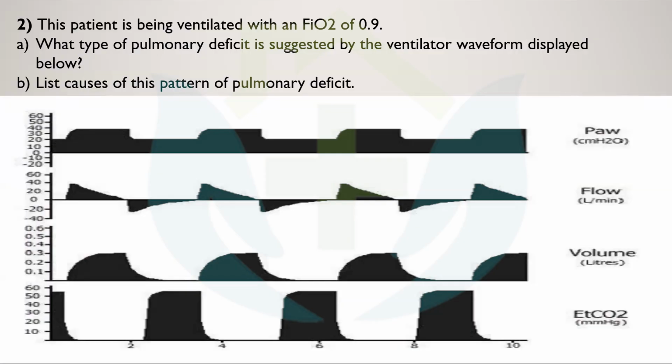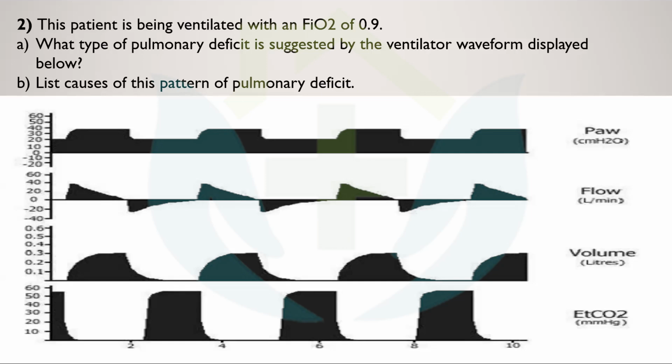So the next question: you'll always get a few questions on ECG, 4 to 5 ECGs, and one ventilator graphic. So this is a ventilator graphic question. This patient is being ventilated with a FiO2 of 0.9. What type of pulmonary deficit is suggested by the ventilator waveform displayed below? List the causes of this pattern of pulmonary deficit.